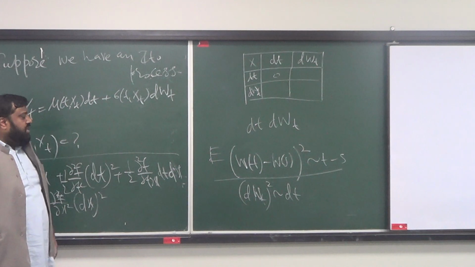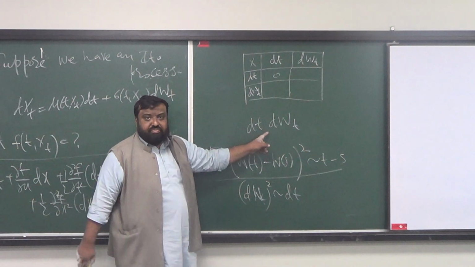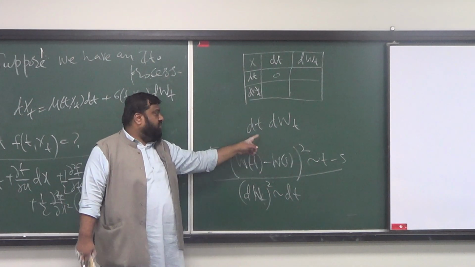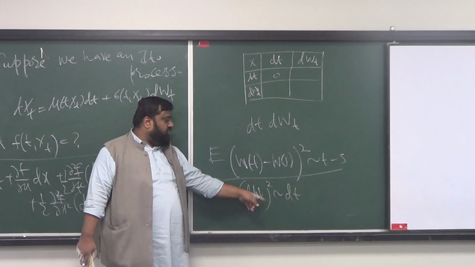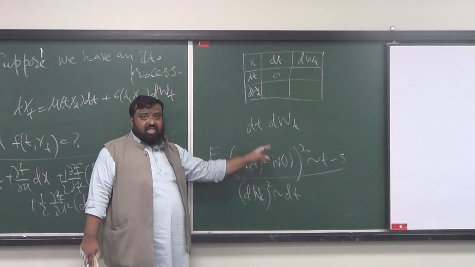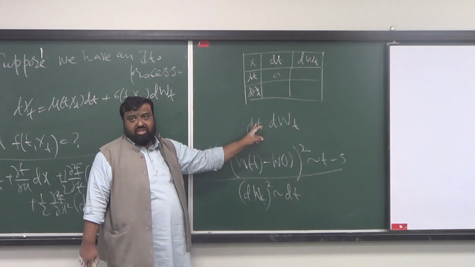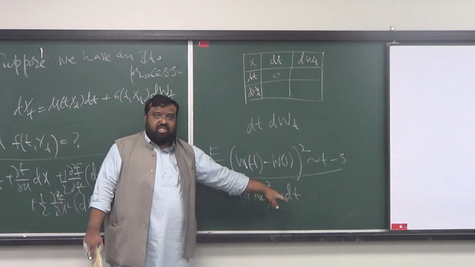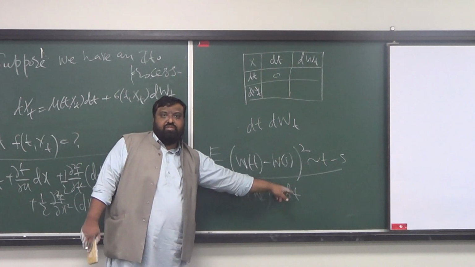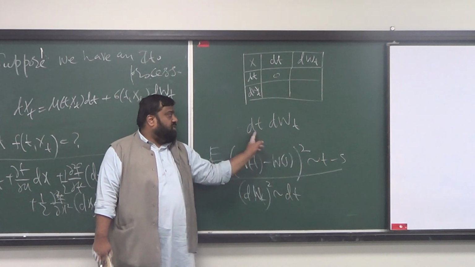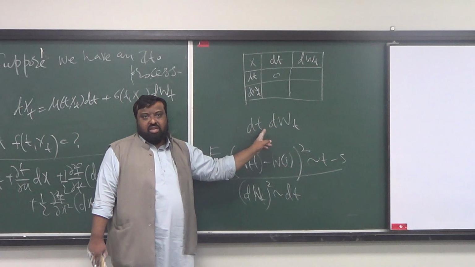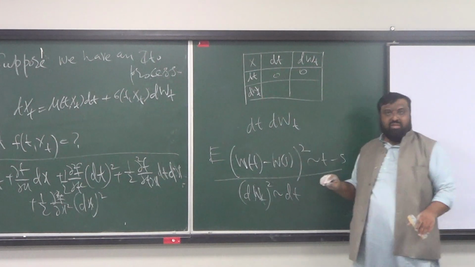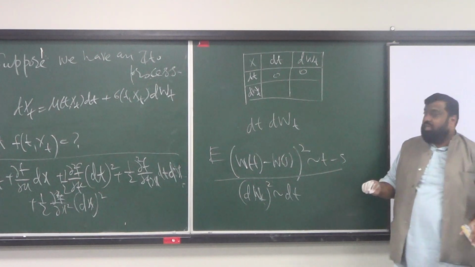And now, what does this mean? What would be the order of the term dt dW_t? The order of dt is 1, and the order of dW_t is 1/2, because dW_t squared is dt, so dW_t is the square root of dt. So the order of this term is 3/2, which is more than 1. If it is more than 1, it is 0; we're not interested in that term.